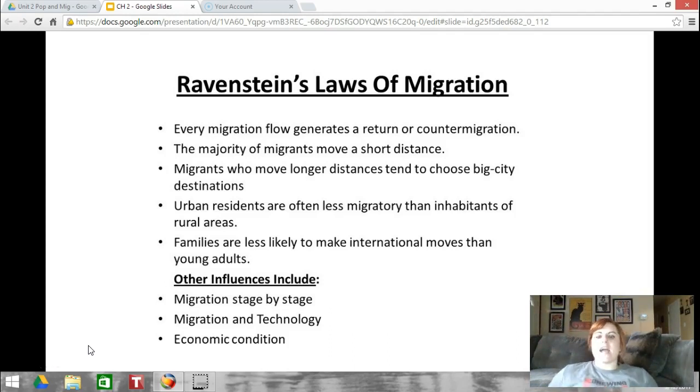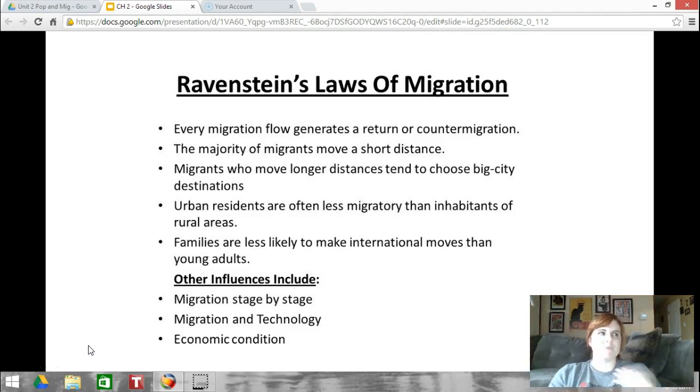So the last thing, and I would definitely freeze frame this and write it down, these are Ravenstein's laws of migration. So Ravenstein studies migration, or did. He's probably dead. Sorry if you're not Mr. Ravenstein. But these are just things that are commonly true about migration. Now, of course, they aren't going to be true in every case, but these tend to be the common trends. So every migration flow generates a return or counter migration. That means every time that there is movement to an area, it often causes movement out of that same area, okay?